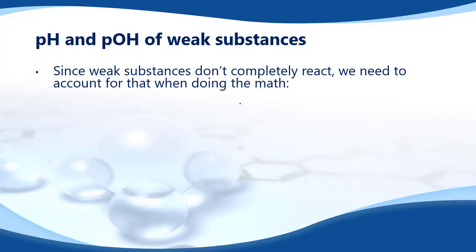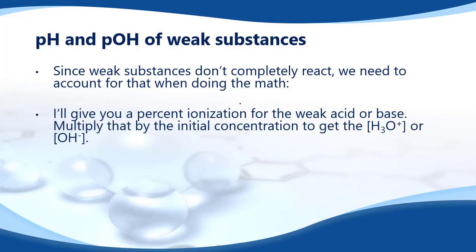The way that we're going to account for it in this class is I'm going to give you a percent ionization. All you do is multiply that by the concentration. Right? So if I say, for example, you have a 0.1 molar solution, and it has, we'll say, 10% ionization. Well, all I'm going to do is 0.1 times 10%, and that's going to give me 0.01 molar, and this is the number I'm going to plug in.